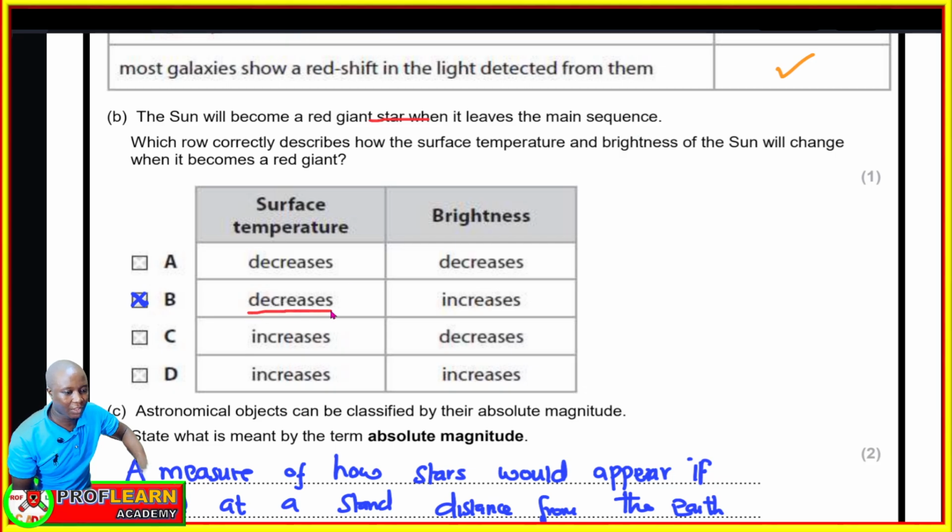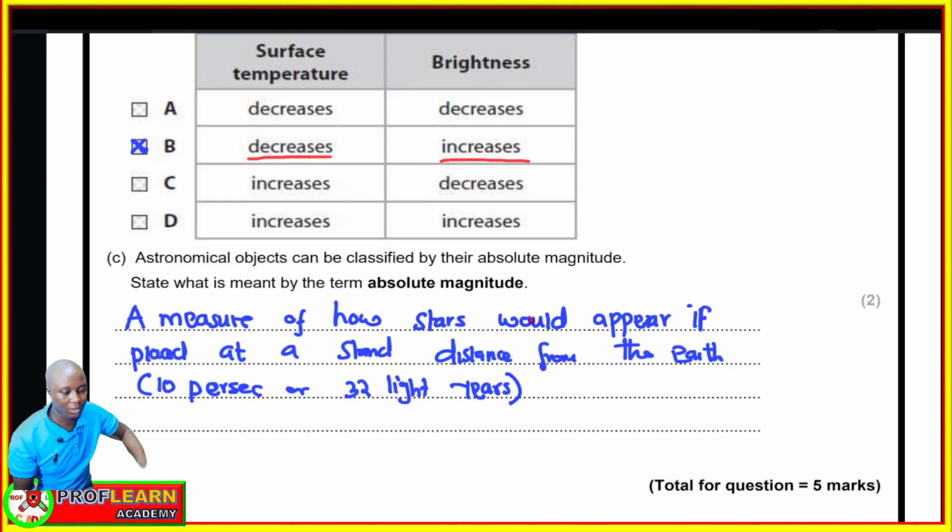The sun becomes a red giant star when it leaves the main sequence. Then the surface temperature will decrease and the brightness will increase in that case.